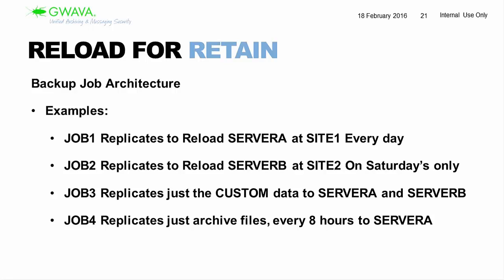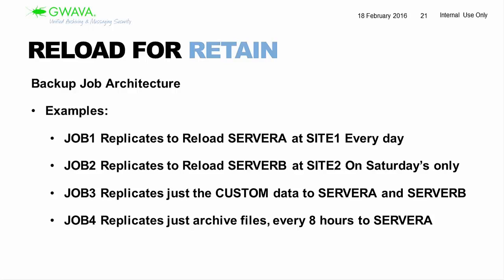And then job 4 replicates just the archive files every 8 hours to server A. So you could have job 1 replicating the database dump, the index files and the archive files, whereas job 4 could be doing just the archive files. And so quite frankly, job 1 will have a lot less to do every day, because job 4 is replicating those archive files every 8 hours. You could have job 4 run at a greater increment than that if you wanted to, but this is just so you can understand how that works.